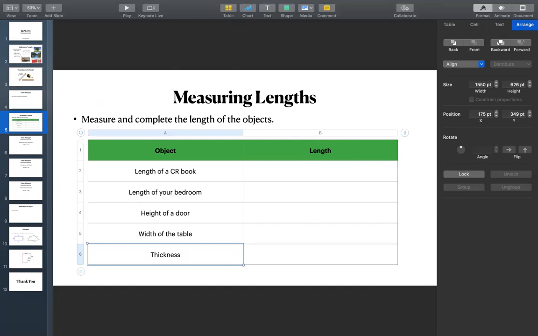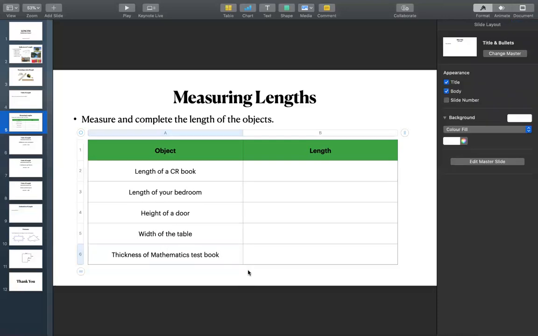Thickness of mathematics textbook, right? Thickness of mathematics textbook, right?